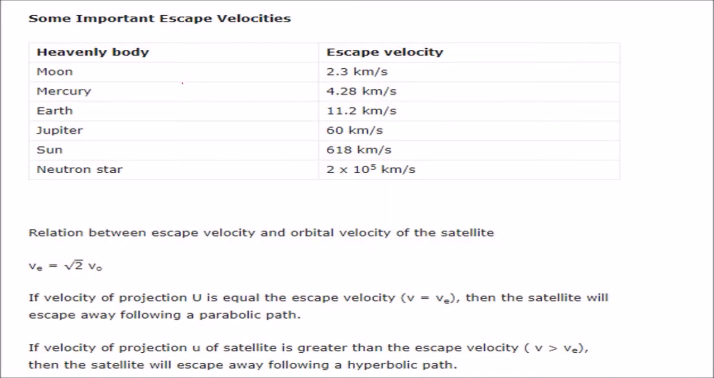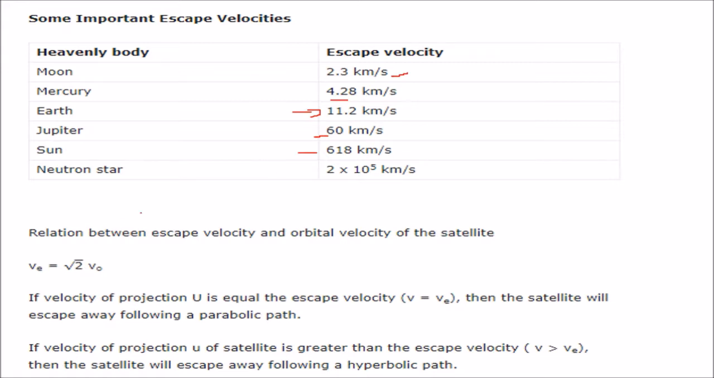There are some important escape velocities you must know. For the Moon it is 2.3 km per second, Mercury 4.28, Earth, as I said, 11.2 km per second, Jupiter 60 km per second, Sun 618 km per second, neutron star 2 × 10^5 km per second.